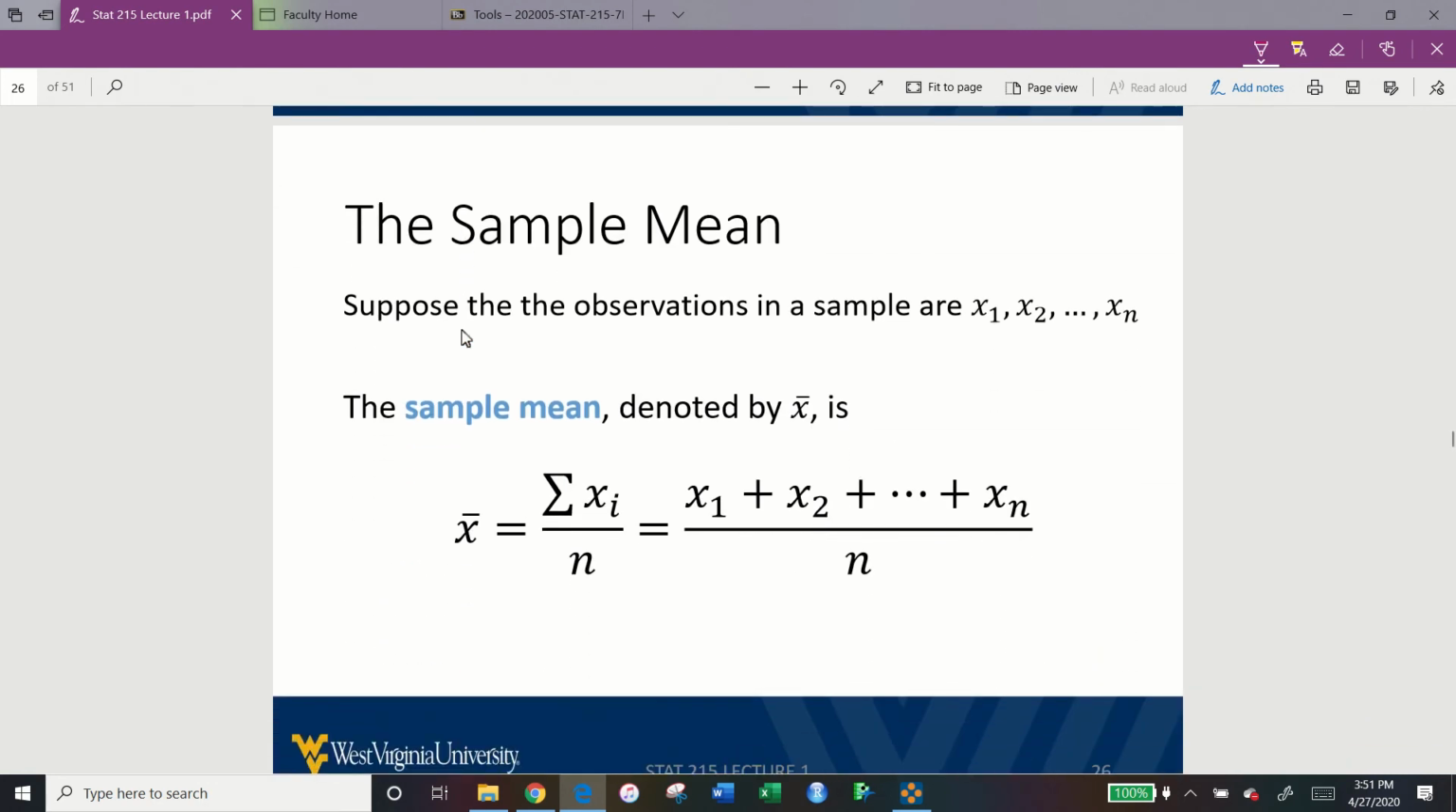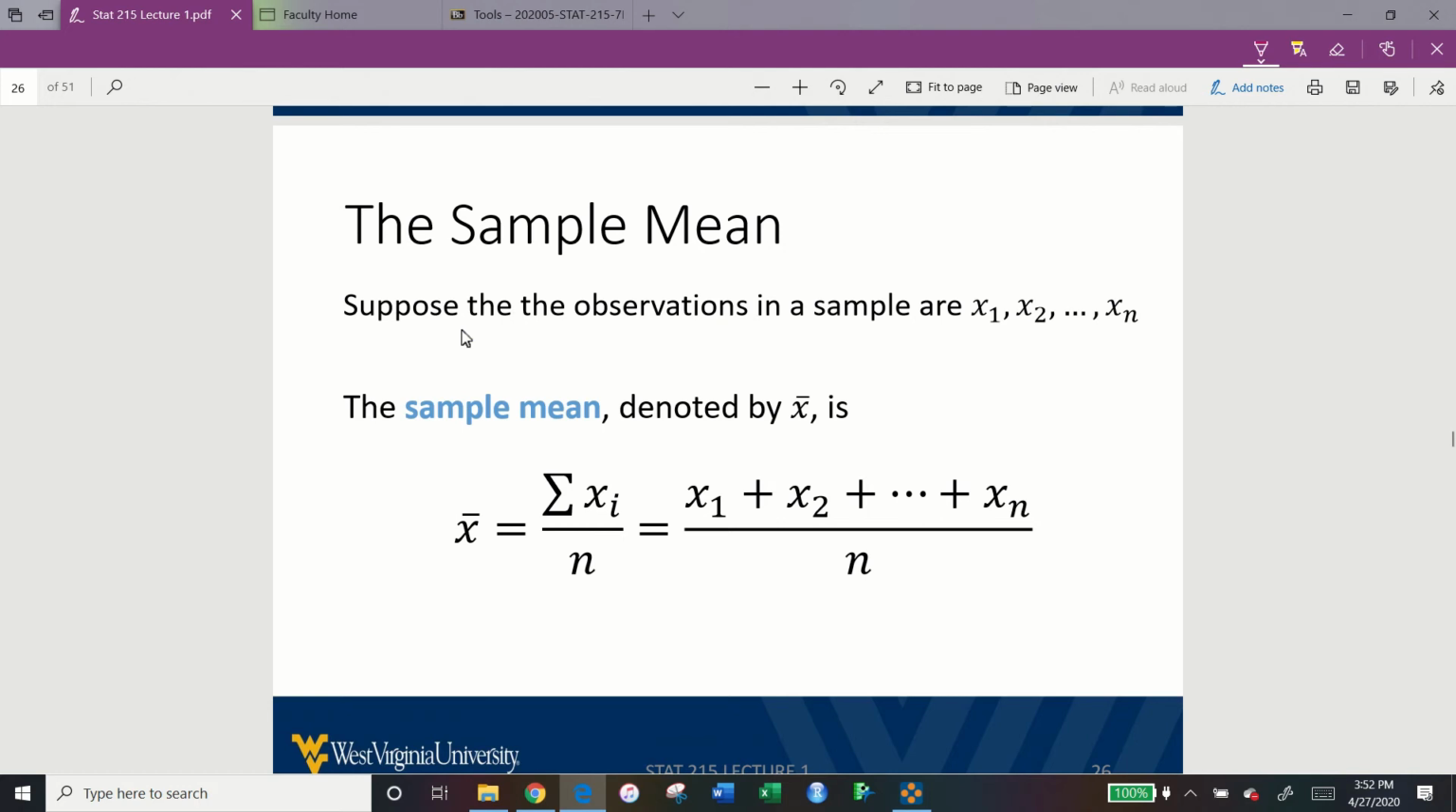Okay, so let's pause and looking at our different visual representations, and let's talk about some of those basics I mentioned, the mean, median, and the mode. Let's start off with the mean. So sample mean. Suppose the observations in a sample are x1, x2, all the way to xn. That means our sample mean, which we are going to denote as x bar, is equivalent to the summation of all xi's over n, or equivalently, x1 plus x2 plus ... all the way to xn, all over n.